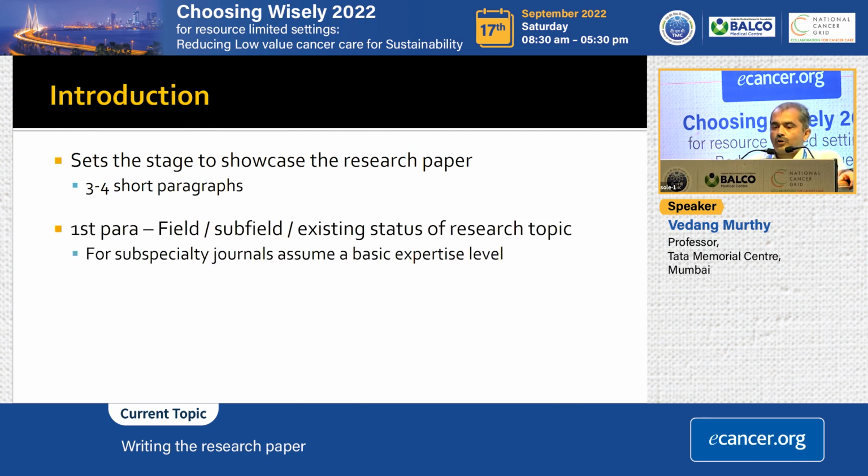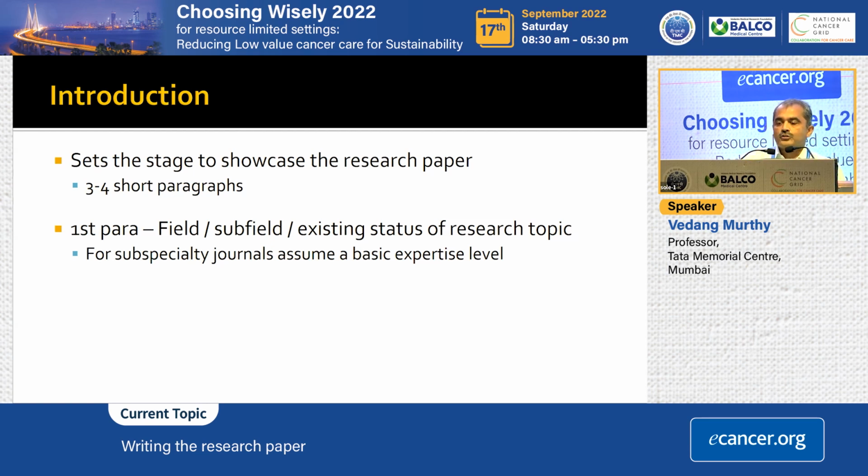The first paragraph talks about the field, what the background is, and what the current status is. And really, you need to understand that the reader also has some basic level of knowledge. You really don't need to always start by saying India is a low middle income country and we have a lot of problems and a lot of population. Come to the point.